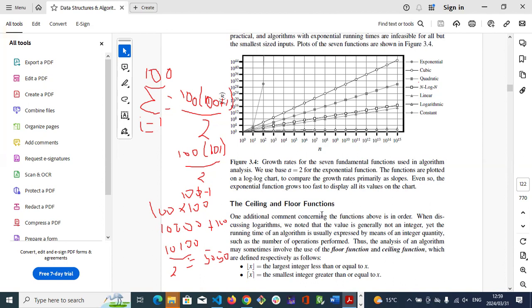For the growth rates of the 7 fundamental functions used in algorithm analysis, we use base a equal to 2 for the exponential function. The functions are plotted on a log chart to compare the growth primarily as slope, even so the exponential grows too fast to display all values in the chart. And then we have what we call the ceiling and floor functions. The floor function is the largest integer less than or equal to x. And the ceiling is the smallest integer greater than or equal to x.